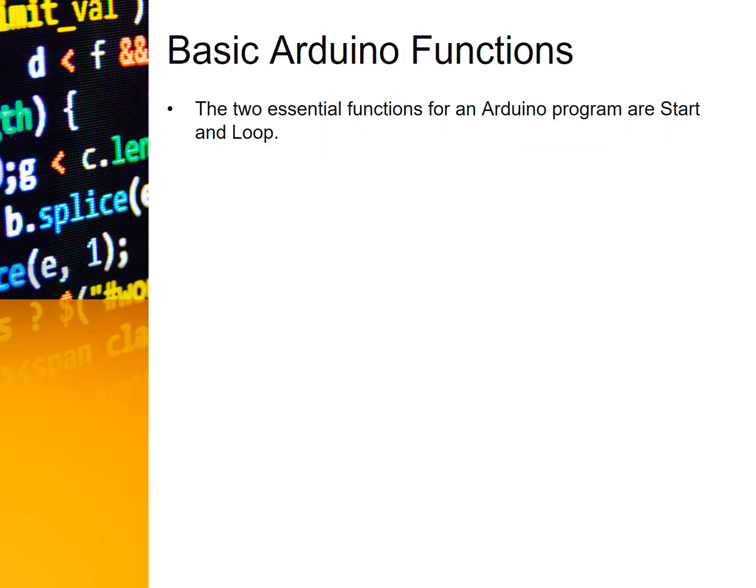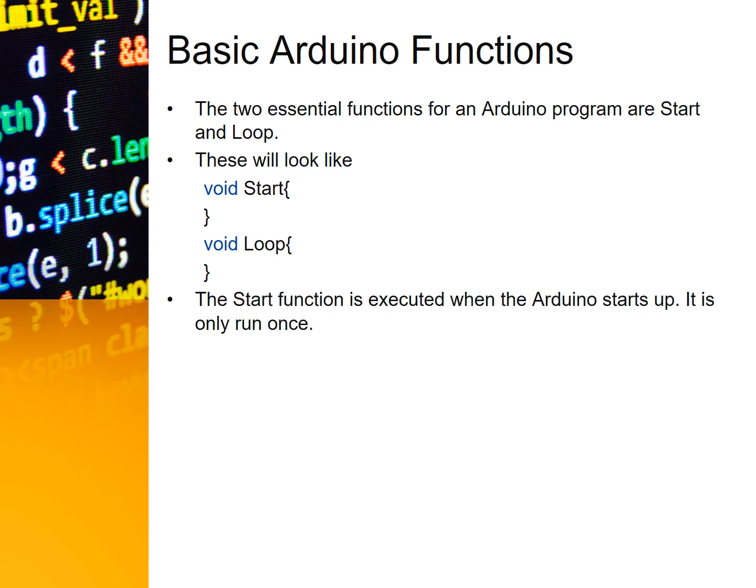Functions, there are two basic functions that are essential for Arduino. They will be the void setup. This is where you're setting up, initializing anything that has to be run once for the Arduino. Then you're putting in the loop, which is the one that is repeated constantly, and that will run whatever code is in here. The setup function is executed when the Arduino starts up. It only runs once. The loop function, as we said, will continue.